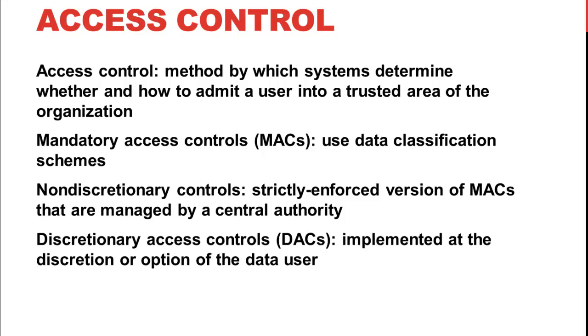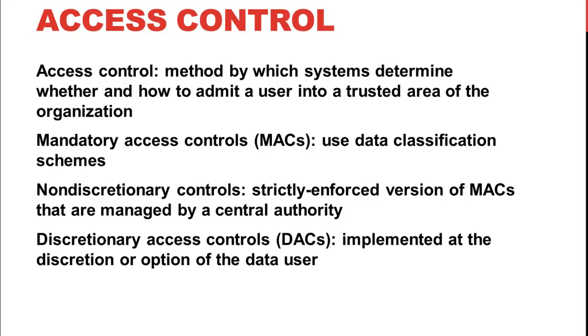Mandatory access control uses data classification schemes: top secret, secret, classified, and so forth, and you have to have a level greater than or equal to the level of the document. So if you're trying to read a document that's been classified as secret, you would need to have secret or top secret classification in order to be able to read that particular document. And typically you see this in military and governmental service and those kinds of things.